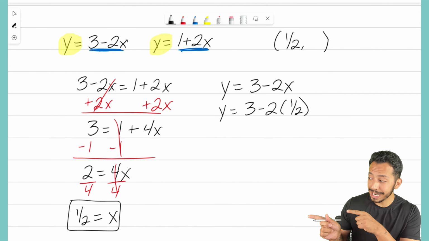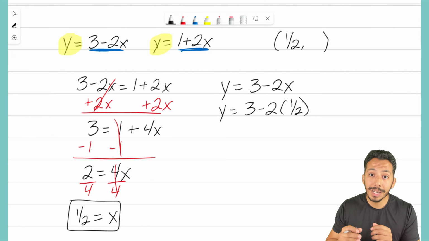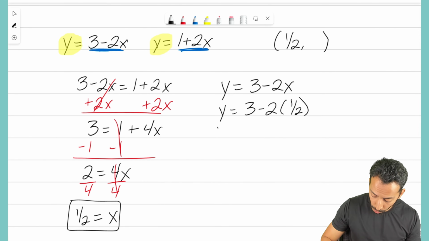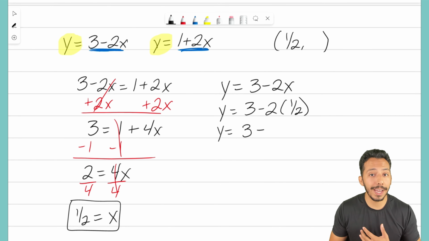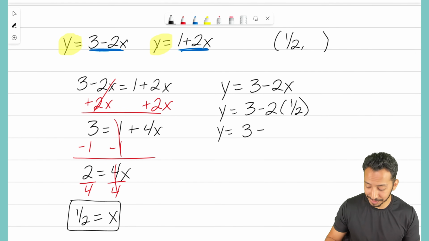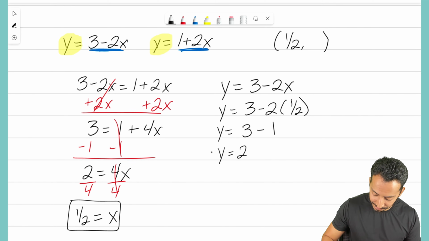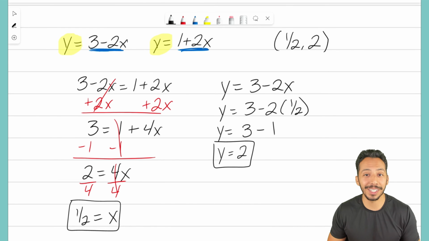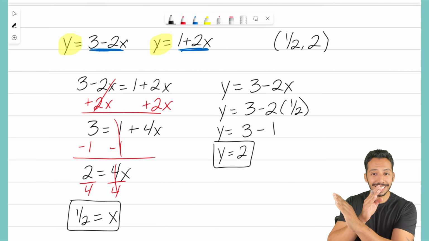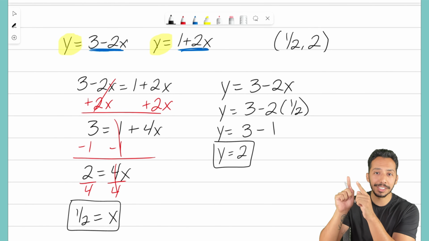So I'm going to plug in that x term and solve for y. y equals 3 minus 2 times 1/2. Well, 2 times 1/2 is just 1, and 3 take away 1 gives us a final y term of 2. So the point where our two lines intersect is at 1/2, 2.